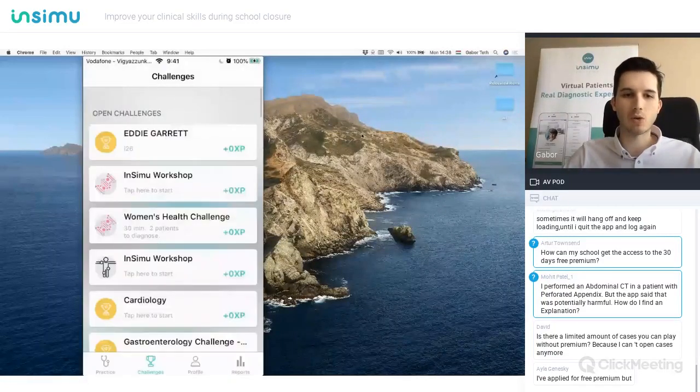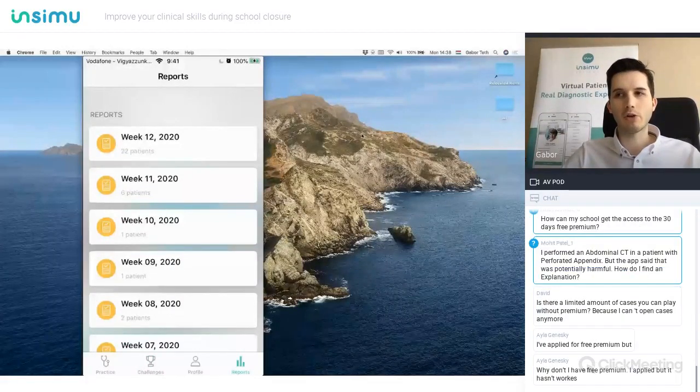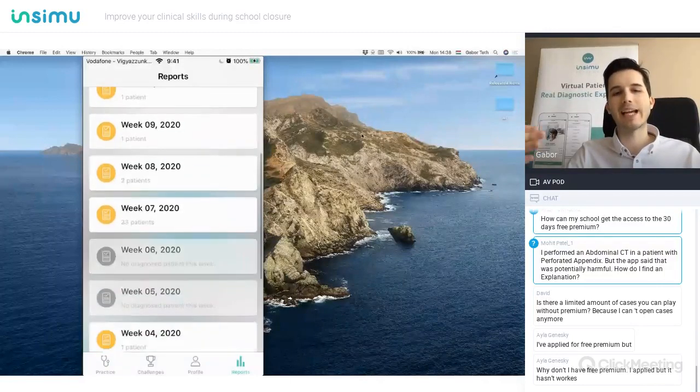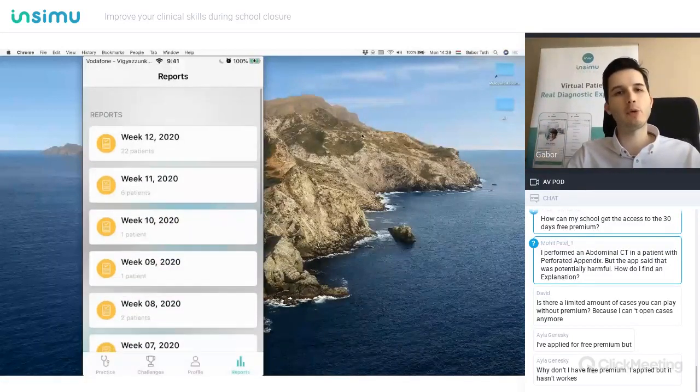I will not do that now because in that case, we don't have time to finish the course. And one more thing that would help you, even in your self-learning: we have a report on your performance that is available only for you, so that you can look back on your weekly performance. And if you keep using InSimu regularly, you can see your improvement.